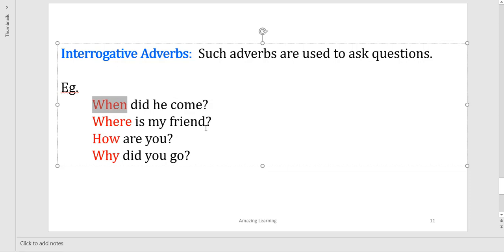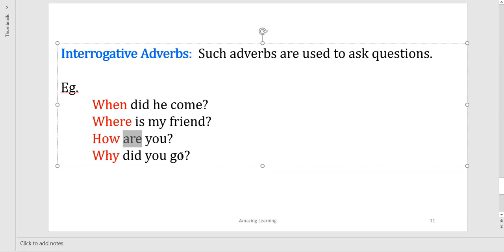Where is my friend? So your friend's presence, right? So where is qualifying the action, that is, where he is located, or maybe where he is right now, right? How are you? Are is already a verb, and how is an interrogative adverb. Why? Because with how are you, you are focusing on the person's health. Yes, are is already a verb. So before a verb we have an adverb.